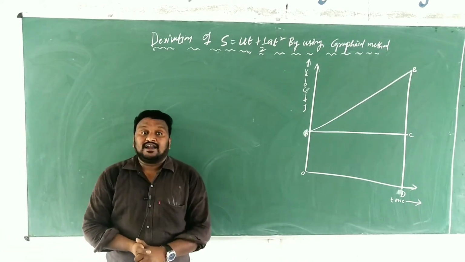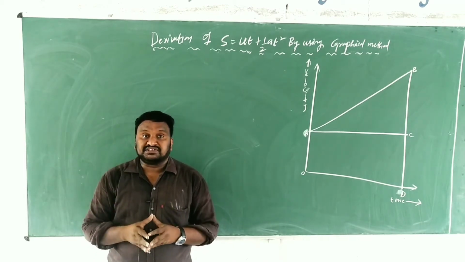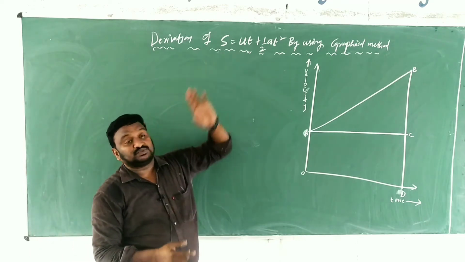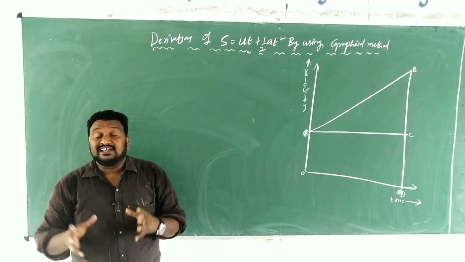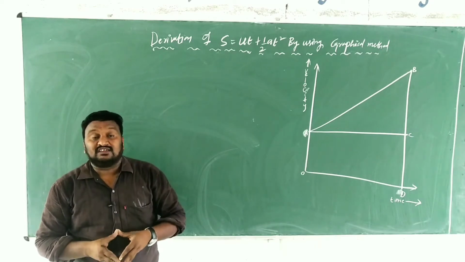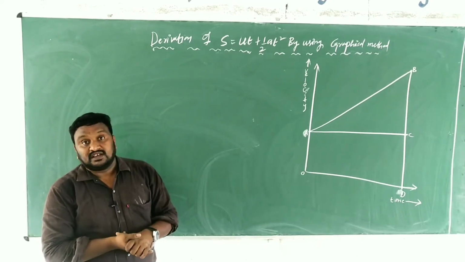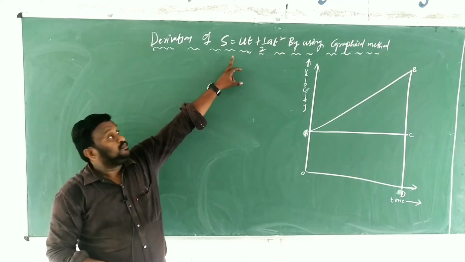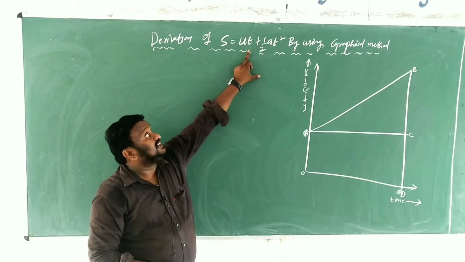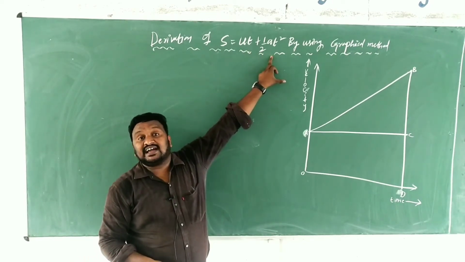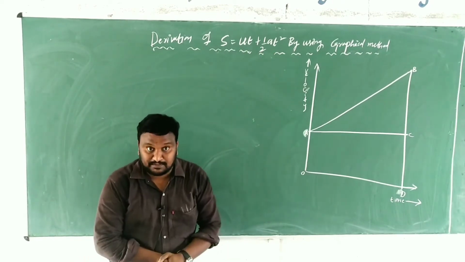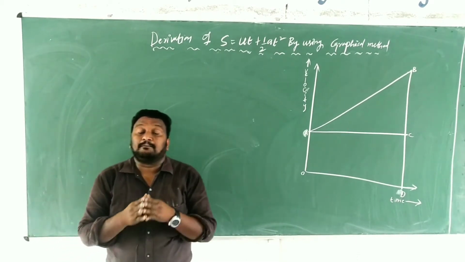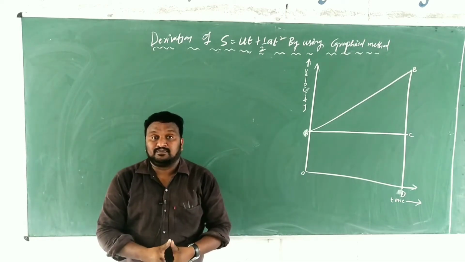Okay children, we already have the kinematic equations. In that, S = ut + ½at² gives the displacement traveled by the body within the time t. Here S is the displacement, u is the initial velocity, t is the time, and a is the acceleration. So how can we derive S = ut + ½at² by using the graphical method?